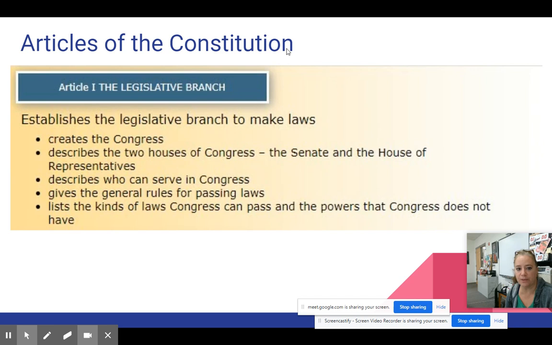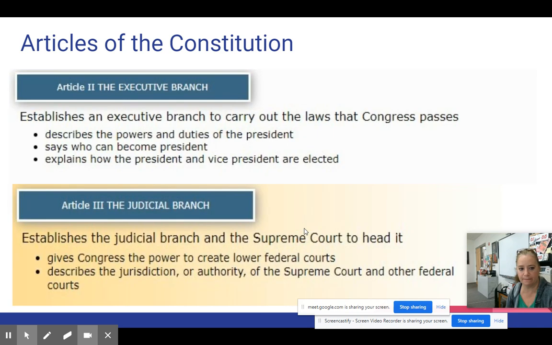As we go through this week, this is what we're going to be focusing on. We're going to be focusing on these different branches of the Constitution. So the legislative branch is Article 1. It makes the laws, creates Congress, describes 2 houses of Congress, etc. We're going to go through Congress, and actually our next unit after we're done with this first unit is all on the legislative branch. So once again, this is just an overview of what's to come.